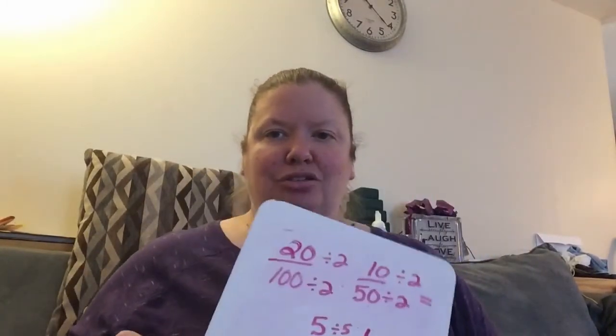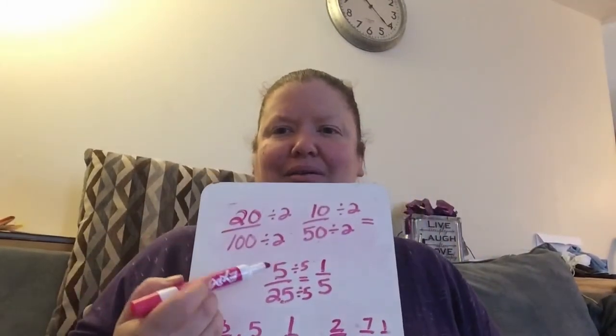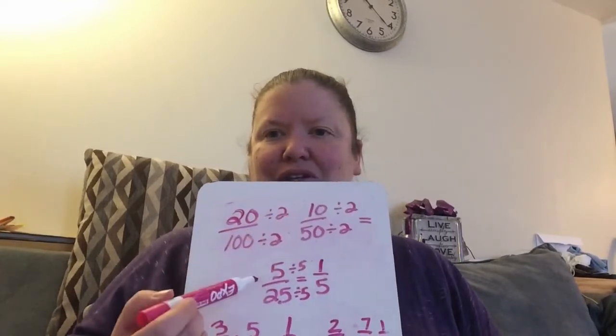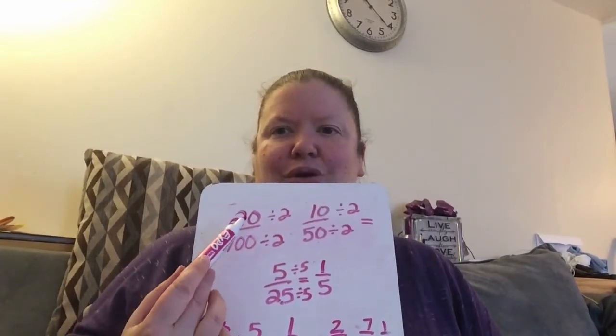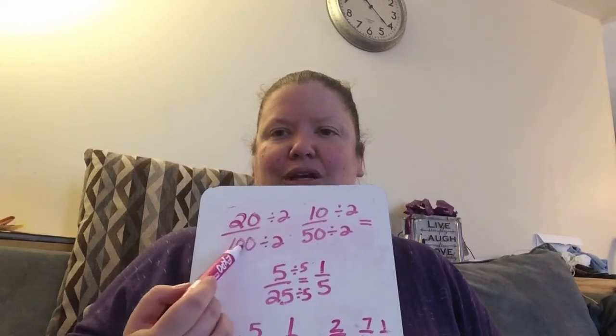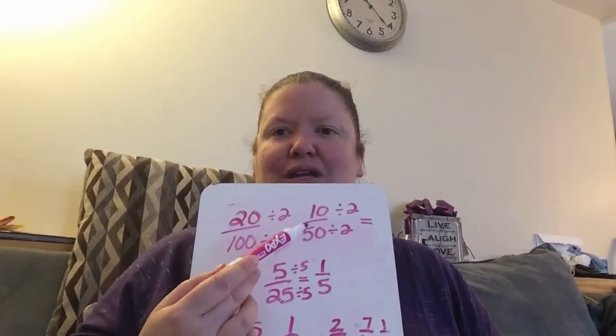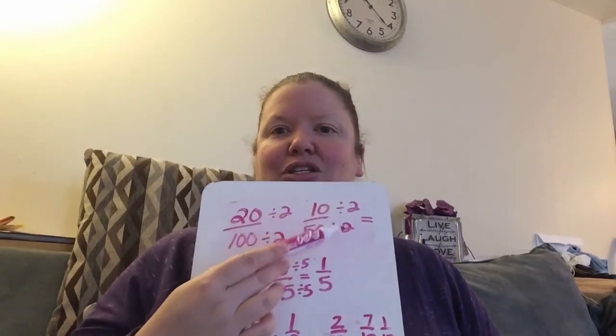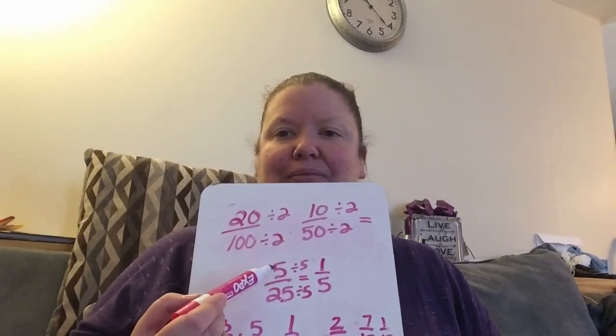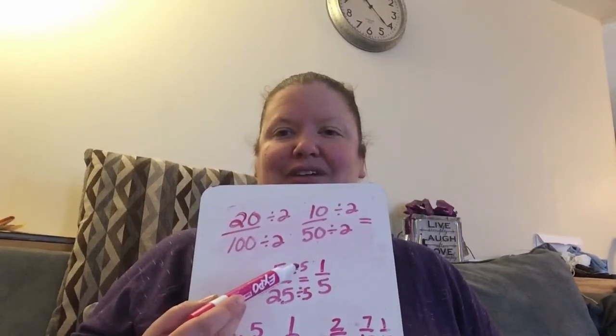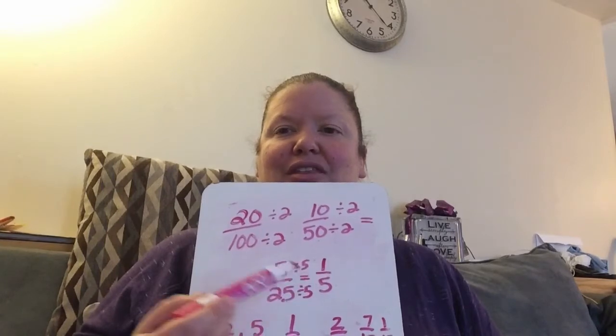Hey boys and girls, I'm back for part 2 of the 468 corrections, and I figured out what I did wrong on that 20 100ths. I divided wrong here. So it comes out, you do 20 divided by 2 and 100 divided by 2, you get 10 50ths. Divided by 2 again, you get 5 25ths, and then divided by 5 is 1/5.